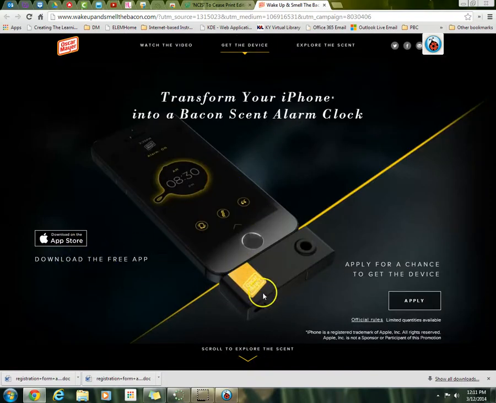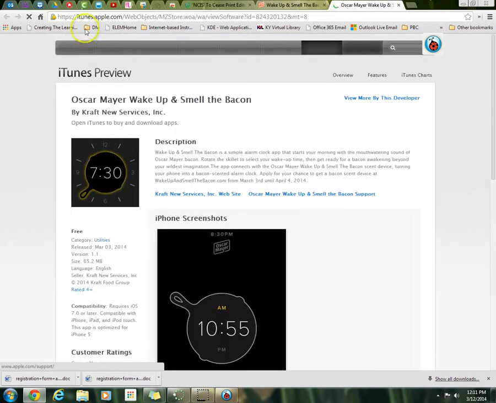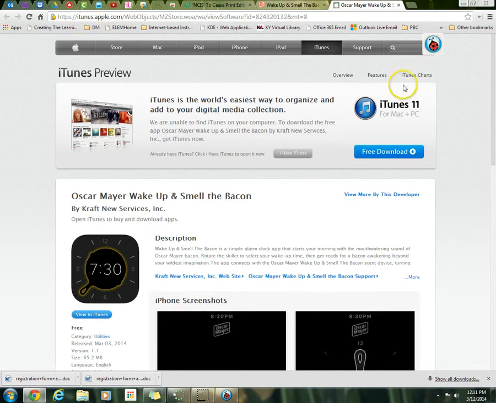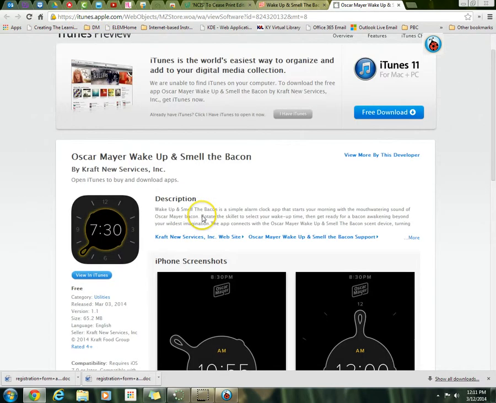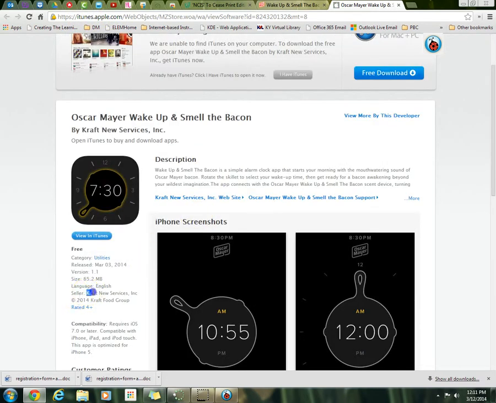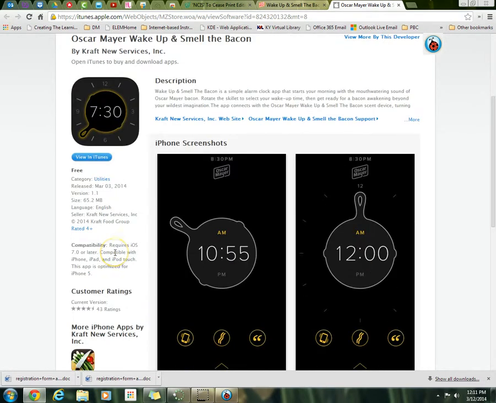And here is actually the device. You can apply for a chance to win. There are official rules that you can look at. And if you look over here on the side, whenever I hover over official rules, it says oscarmeyer.promo.eprize.com. And it has a bunch of different things with it. And then it says download in the App Store. So if I click on that, it actually takes me to iTunes, apple.com. And it looks like it's for real. The seller is Kraft Foods Services Incorporated. So it's a real thing.